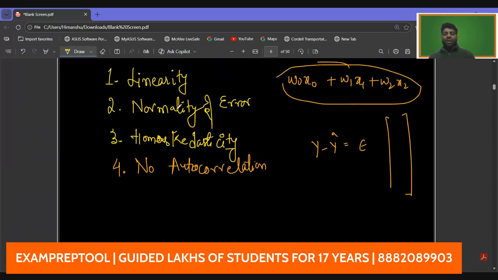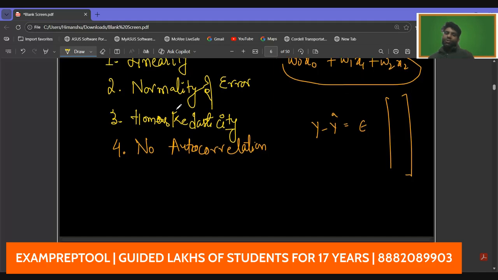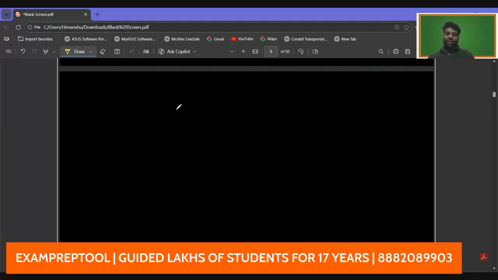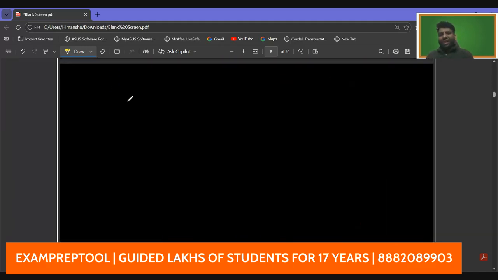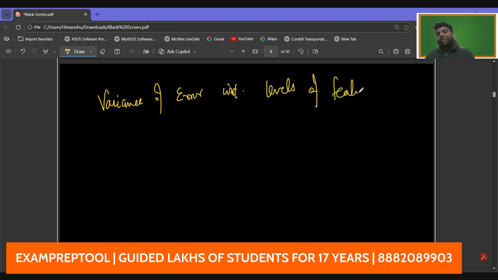Basically the error over here would be following the normal distribution. Third point, what is homoscedasticity? So homoscedasticity actually talks about variance of error with respect to levels of features, or you can say the scale of features. Not exactly scale, I should not say.